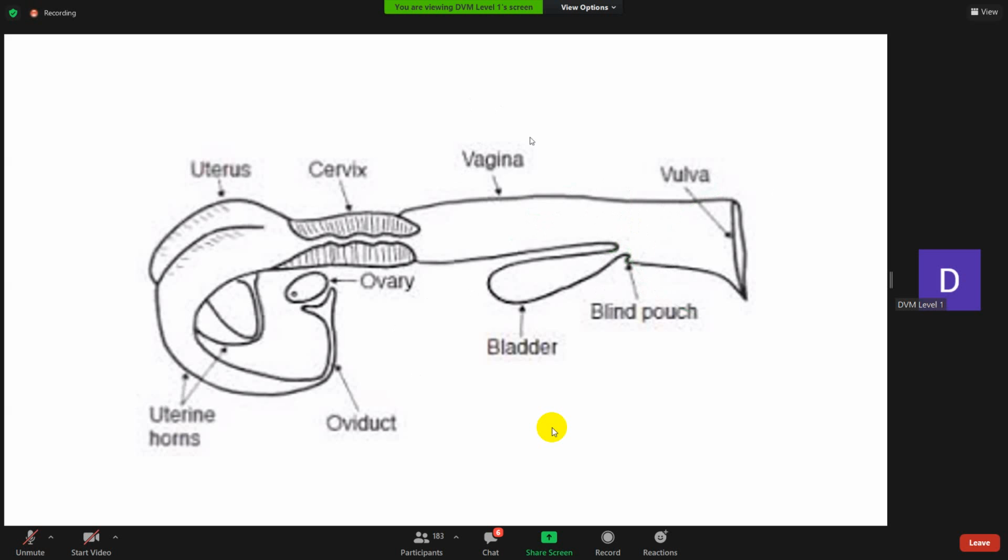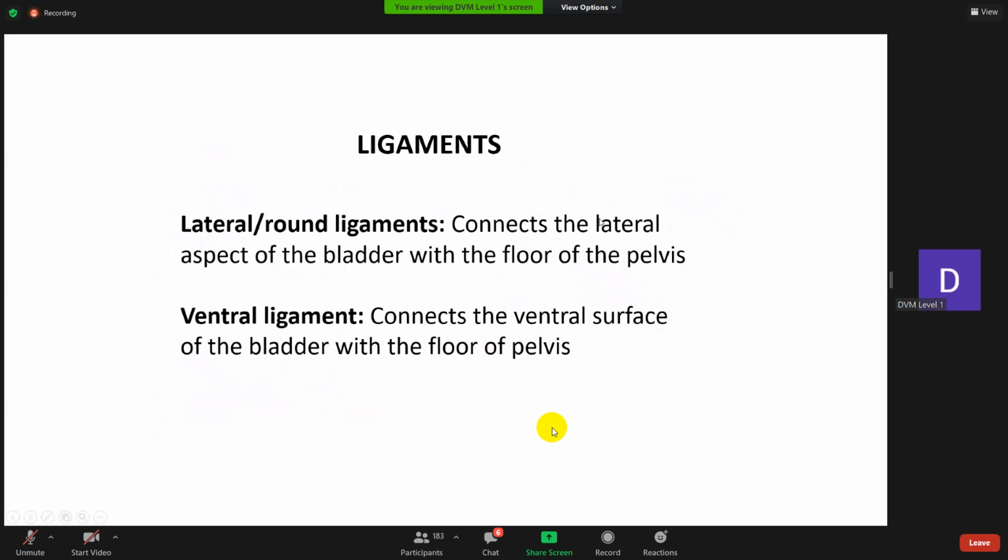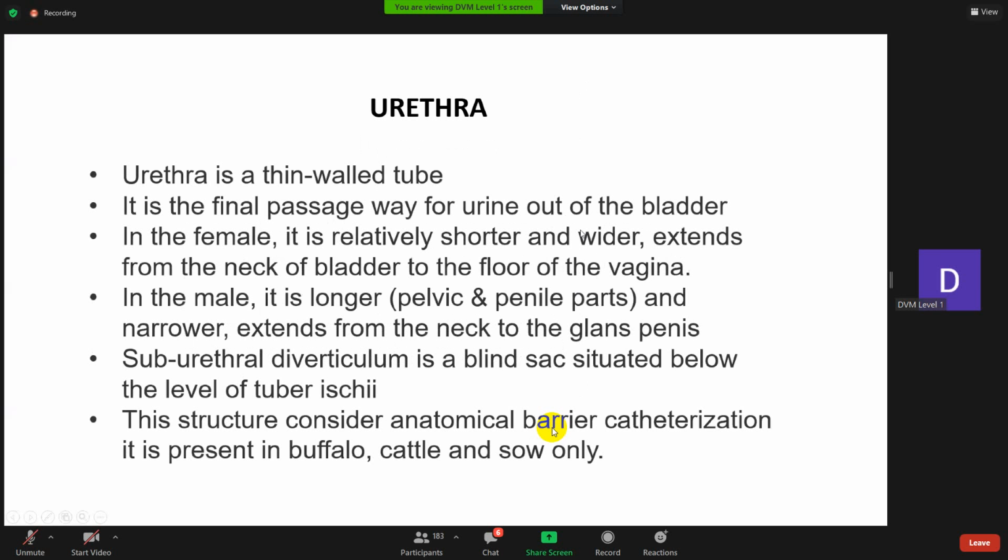So I go to the next slide. Connects to the, what are the ligaments? I have already discussed the lateral or round ligaments and ventral ligaments. One connects the lateral part, and the other connects the ventral part with the floor of the pelvis. That is the thing. So next slide, that is the urethra.